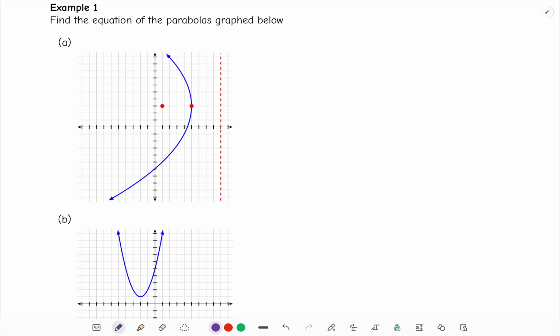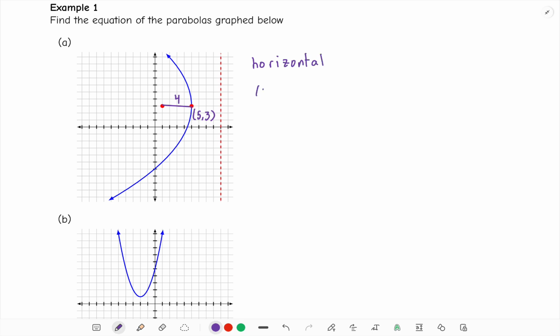1, 2, 3, 4, 5. 1, 2, 3. So the vertex is (5, 3). And then p is the distance between these 2 points, which is 1, 2, 3, 4. So that means our formula, and because it opens left, this is horizontal. Let me just write it there, because it opens to the left.